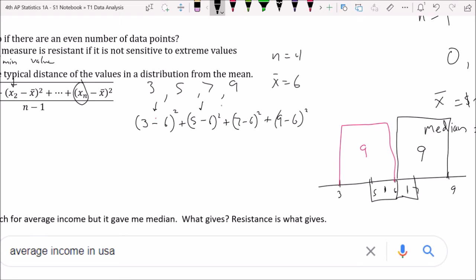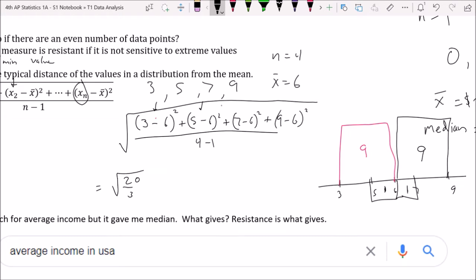So what about the denominator? Denominator is n minus 1, so 4 minus 1, and a square root over top of it. Now the illustration over here should make it pretty easy to see that when I add all of these together, it's 9 plus 1, that's 10, and 9 plus 1, that's another 10. So this turns into 20 over 3 with a square root.